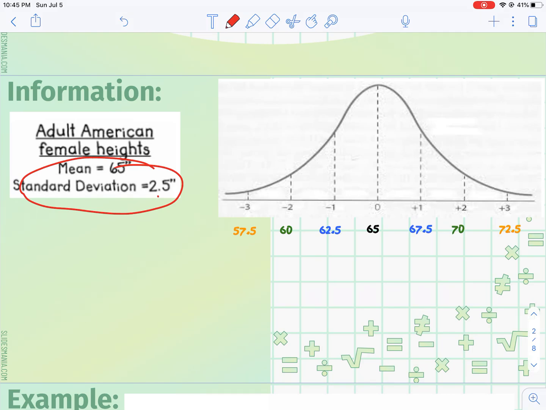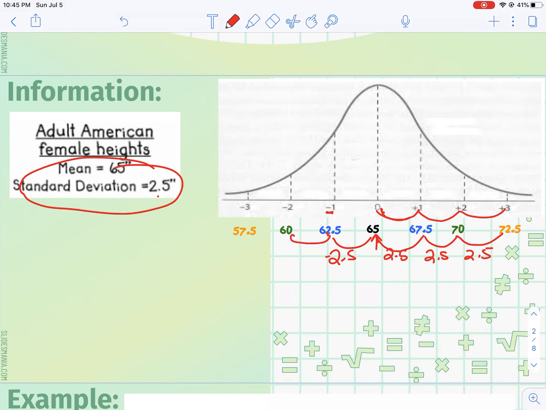Okay, in order to answer this, we do need to know a little information. We need to know the mean and the standard deviation of adult American females. So in this case, the mean was 65 inches with a standard deviation of 2.5 inches. The mean goes right in the middle at 0. As I go out each standard deviation here, I will add that 2.5 inches each time. Okay, so the 0, 1, 2, 3, those are my standard deviations away from the mean, but I actually want to use my data to help me answer this question.